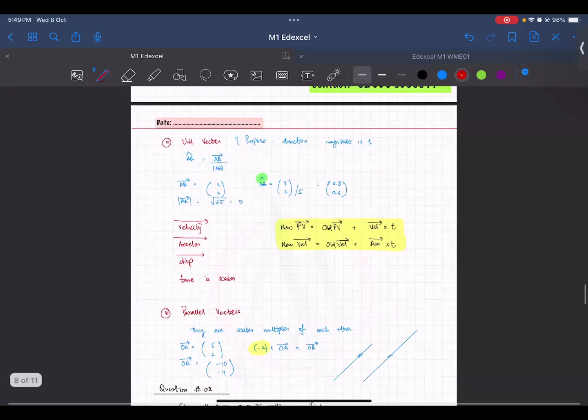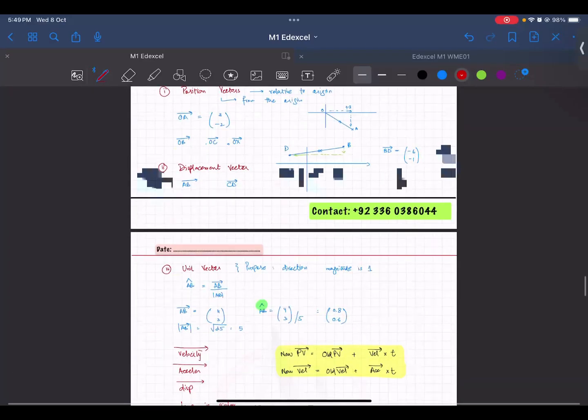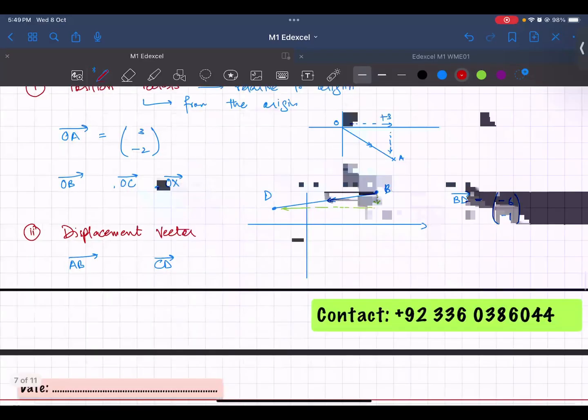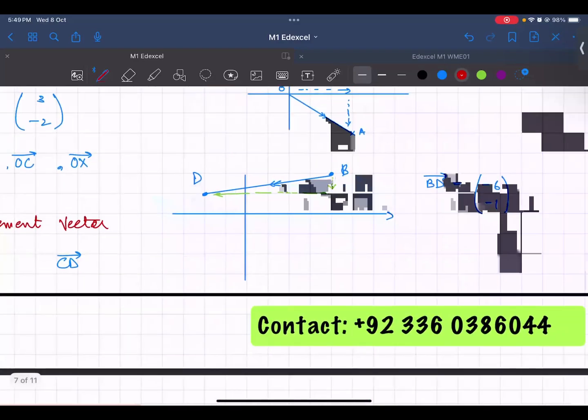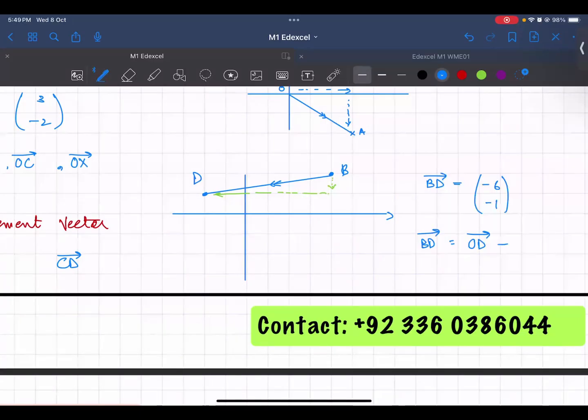I did not tell you over here. Yes, you can see over here. If I connect this, I can open up this BD. How do I open it up? This BD will be equal to OD minus OB. If I want to go from B to D, what am I doing?